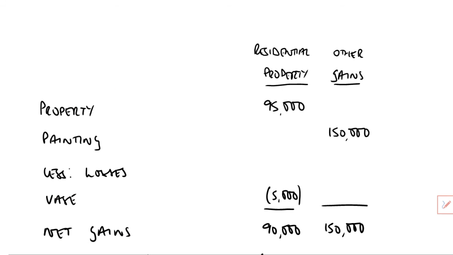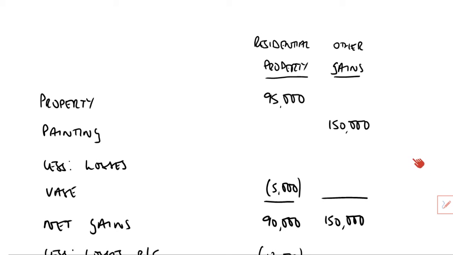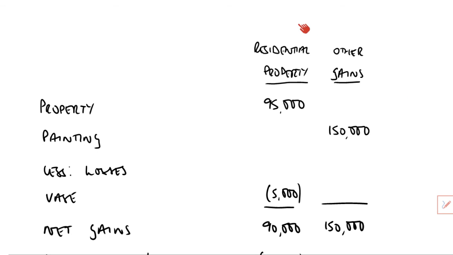So I've set up here the little working that we would do. Now, all of the numbers that we have already computed are numbers that we see here. So now we run a column for residential property, as we see there, and then a column for any other gains. Residential property gain, as we know, £95,000. The painting is an other asset, other gains 150.